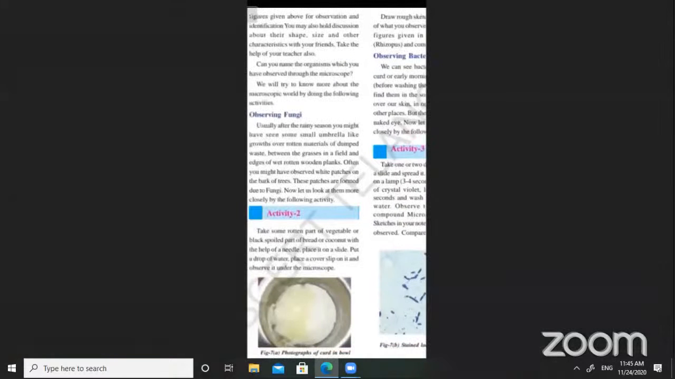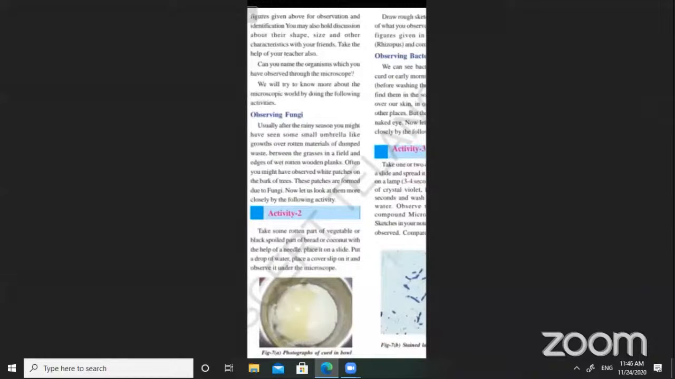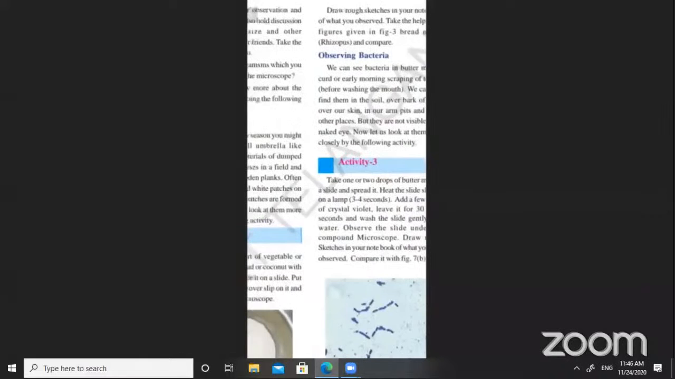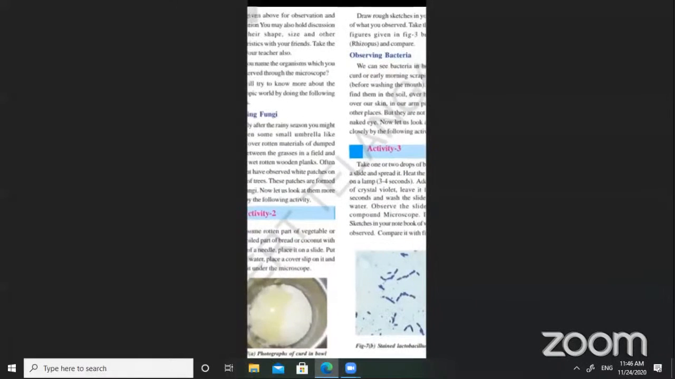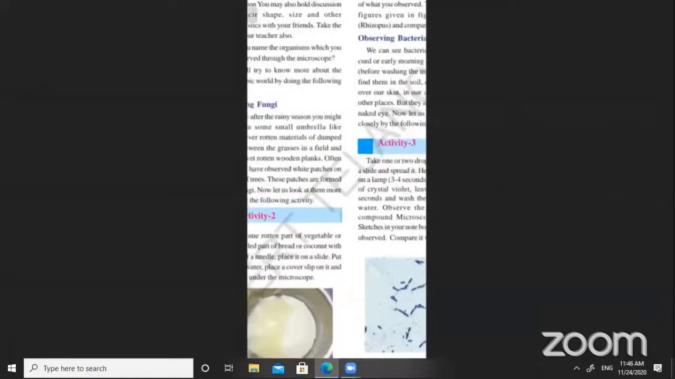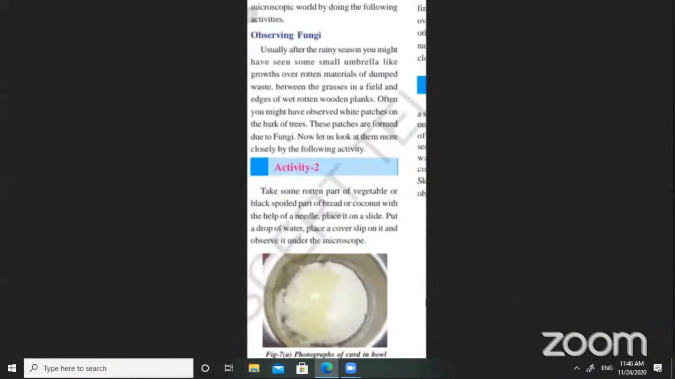Now, observing bacteria. Up to now, we have observed fungi. Now, let us go for the bacteria. Here, photograph of curd in bowl. This is suitable for bacteria because lactobacillus bacteria is there. So up to now, we have observed fungi.